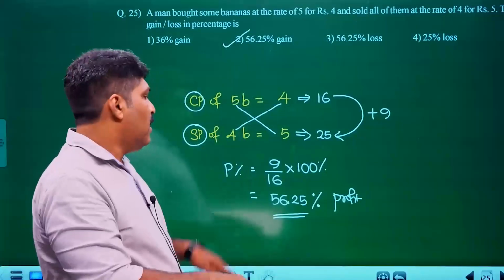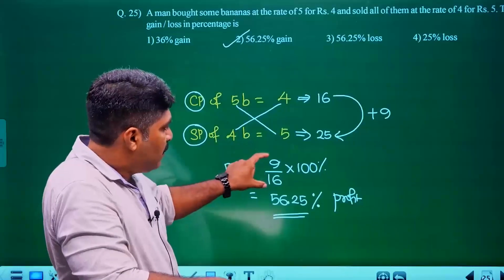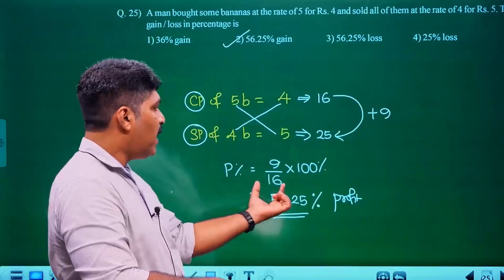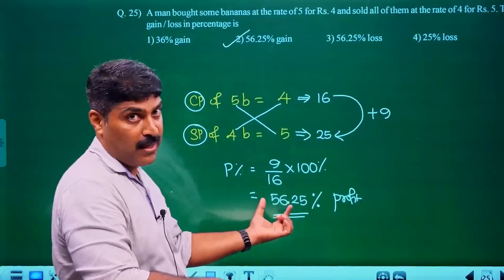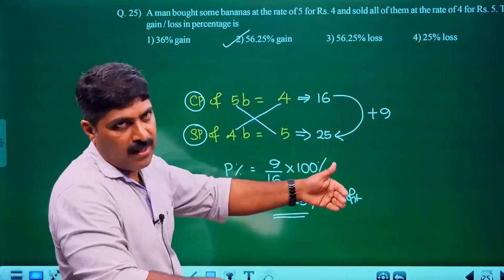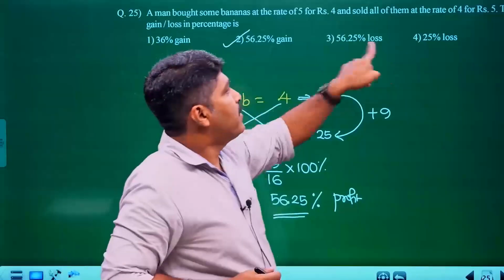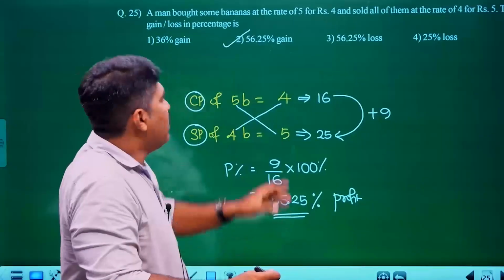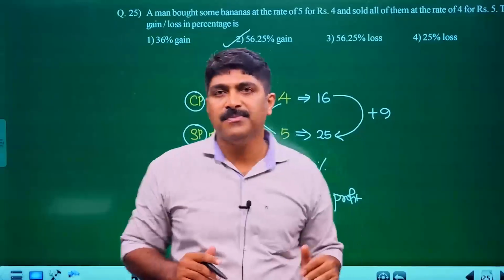Suppose you're facing difficulty doing these types of operations, you just observe this value, 9 by 16. This 9 is more than half of 16. What is half of 16? That's equal to 8 only. So this is more than that value. Therefore, the answer should be more than 50. So therefore, only one possible option here, and we can rule out the loss condition. So we can conclude easily that it is 56.25, instead of doing the calculations of this final step of operations.